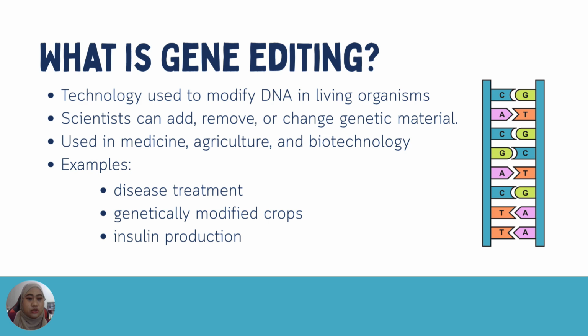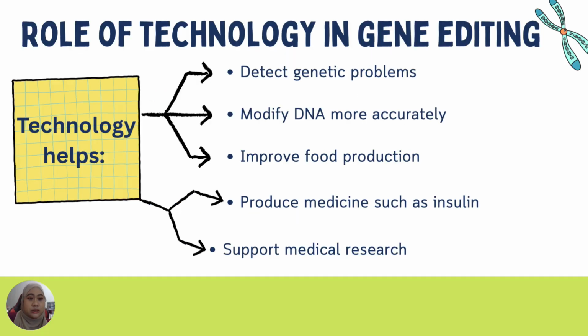It is usually used in medicine, agriculture, and also biotechnology. For example, to treat disease and also genetically modify crops. Crops are used in the agriculture part, while insulin production and disease treatment are in the same field, the medical part. So, the role of the technology in gene editing is that it helps to detect these genetic problems, modify DNA more accurately, improve food production, where I said just now to improve the crops, and then produce medicines such as insulin and support medical research as well.